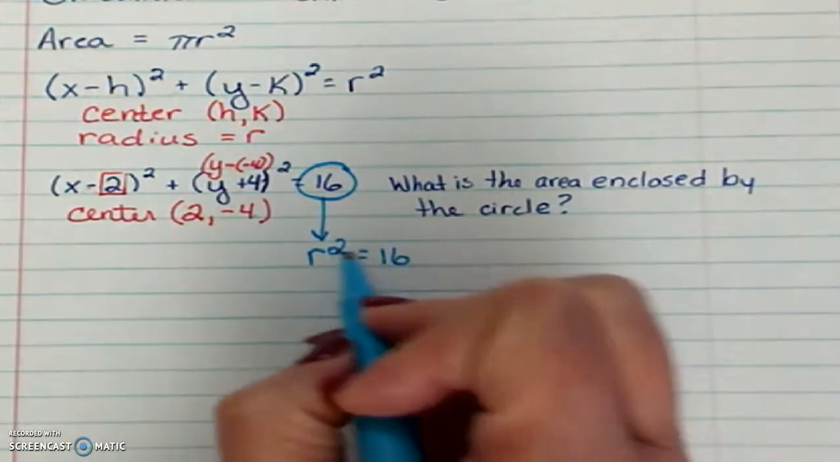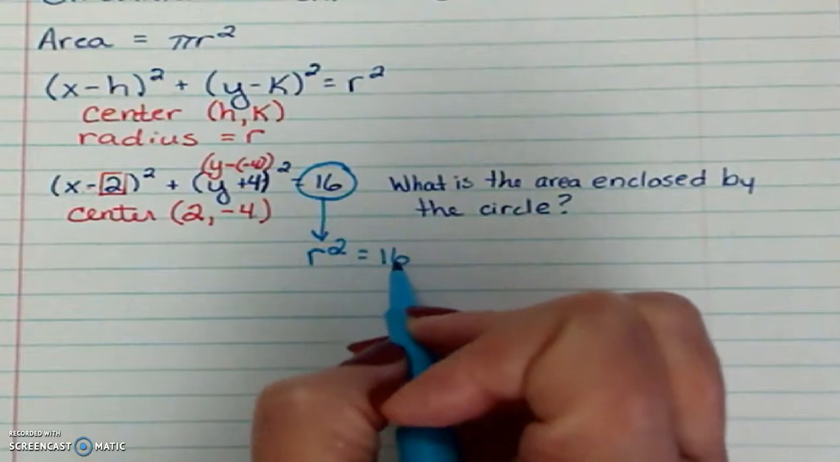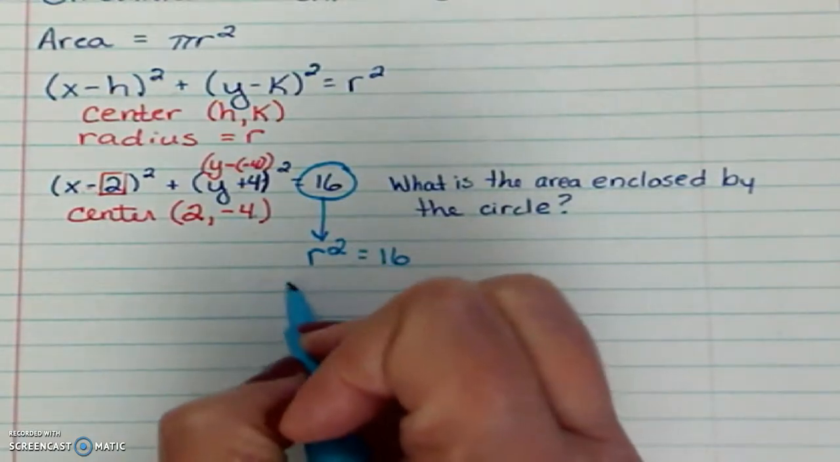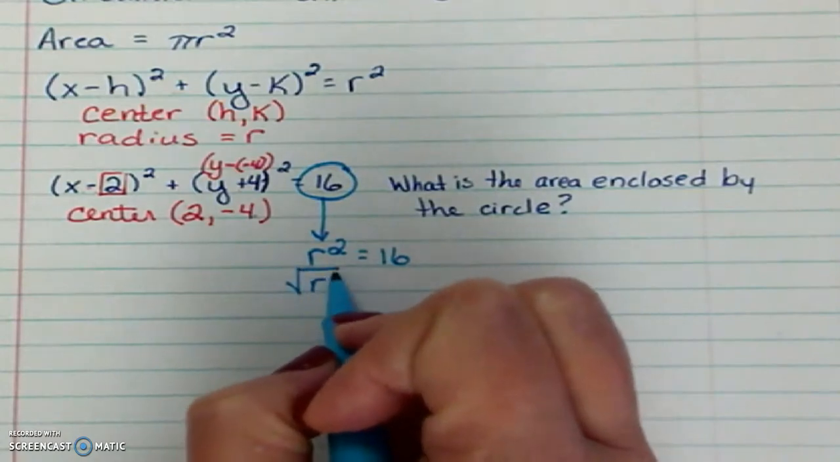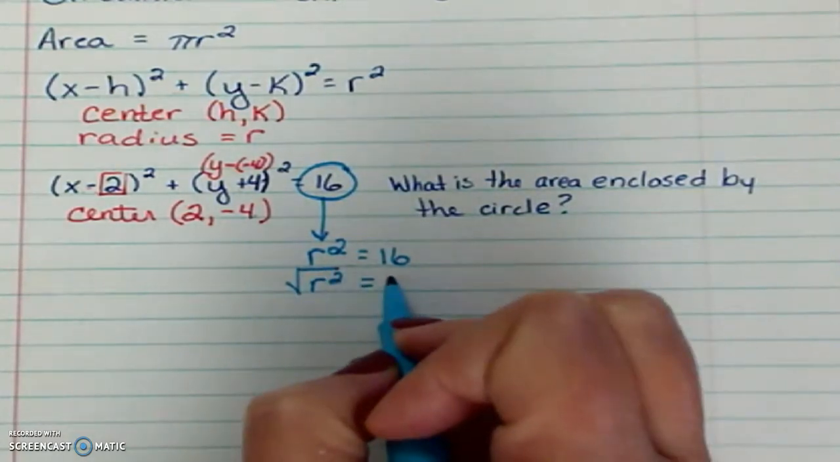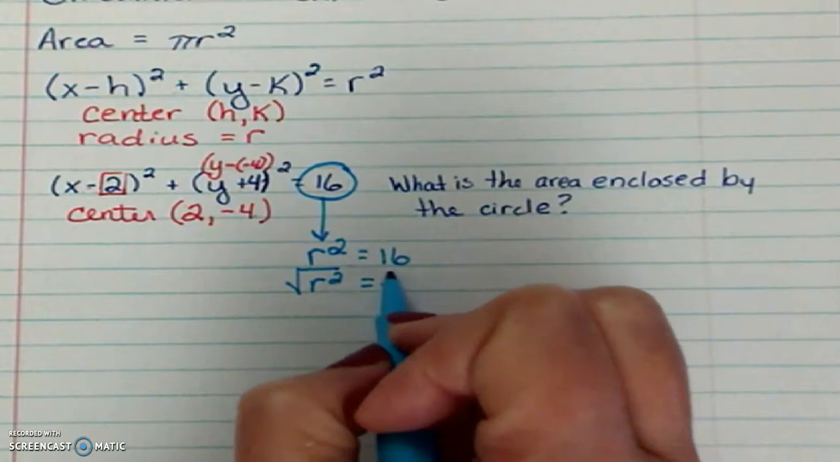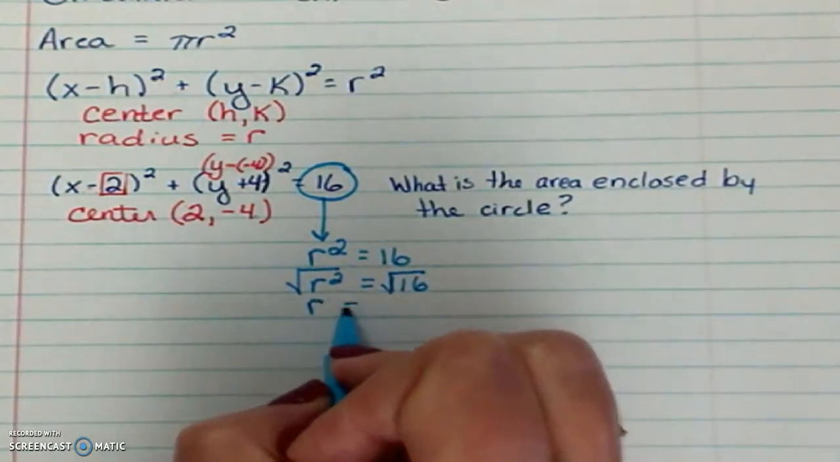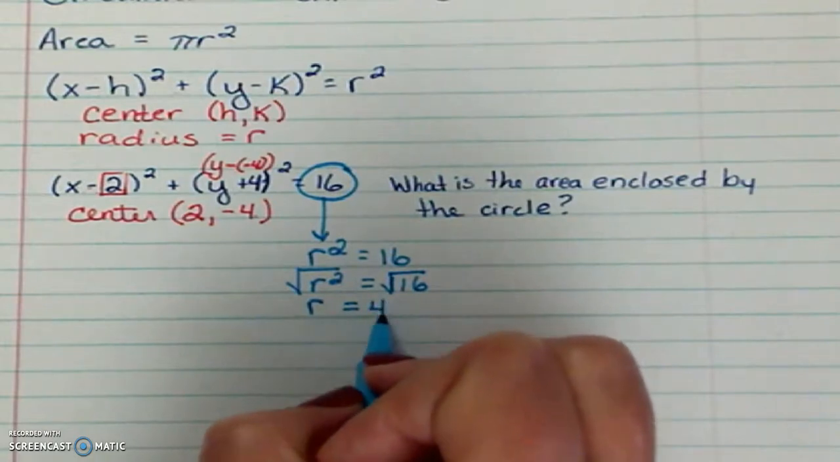Now, to get rid of a square, you do not divide by 2. That's incorrect. To get rid of a square, you take the square root, because a square and a square root are inverse operations of each other. So that means that your radius is going to be equal to 4.